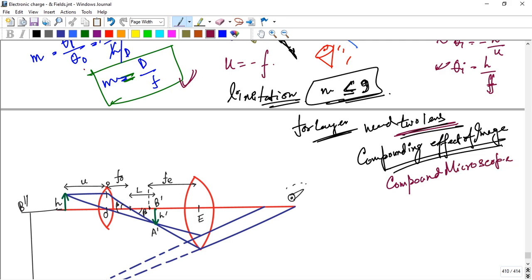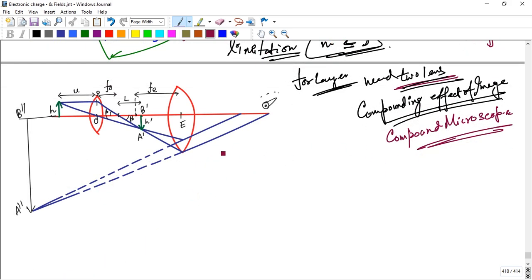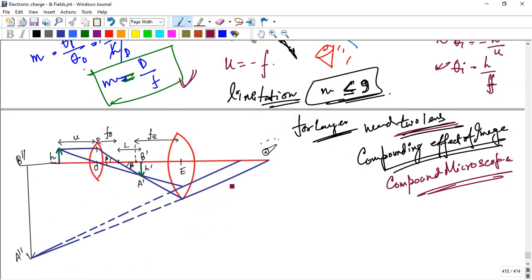So next we discuss what a compound microscope is. That's a compound microscope, and to overcome that limitation, the magnification being less than 9, here we get a far better magnification. And here you see that for the compound microscope, there are these two lenses. The first lens is called the objective and the second lens is called the eyepiece.